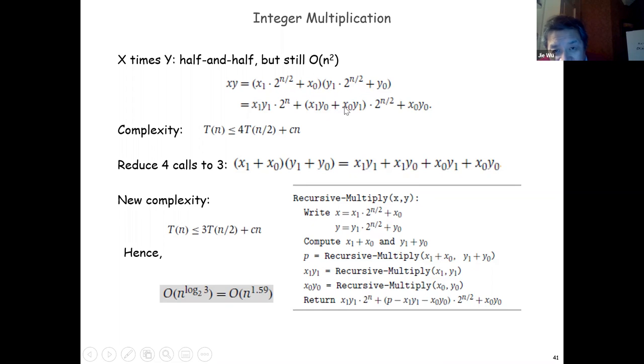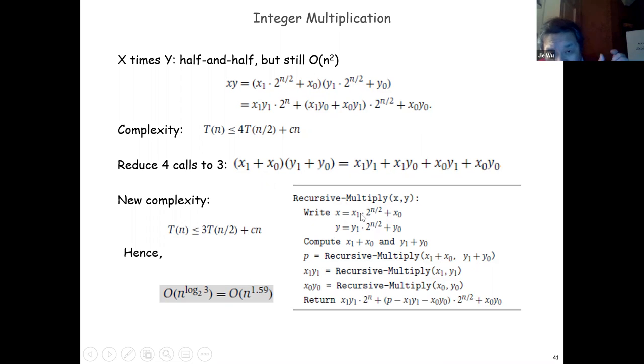The question is, how can you get these three pieces? You make one call for this one, and you get the whole thing. Then you get x1y1, and if you can get x0y0, you just subtract these two from this number, and you get the middle one. So that's the whole idea. Let me just repeat.